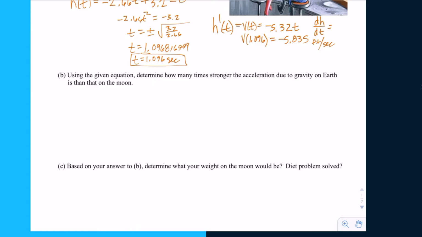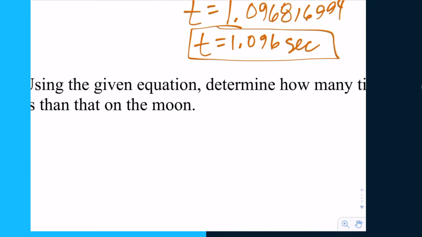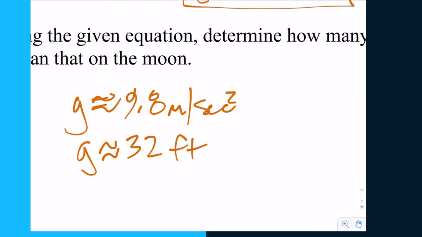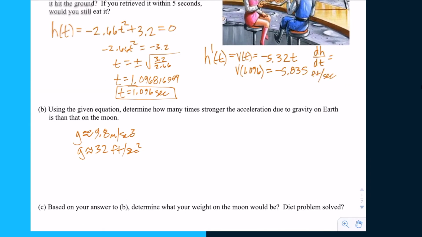All right, part B. Using the given equation. I don't know how y'all get me so off task. Using the given equation, determine how many times stronger the acceleration due to gravity on Earth is than on the moon. Okay, so the acceleration due to gravity is approximately 9.8 meters per second squared. But because we're talking about feet, we do the conversion, and it's about 32 feet per second squared. So how can I figure out what the acceleration due to gravity on the moon is?